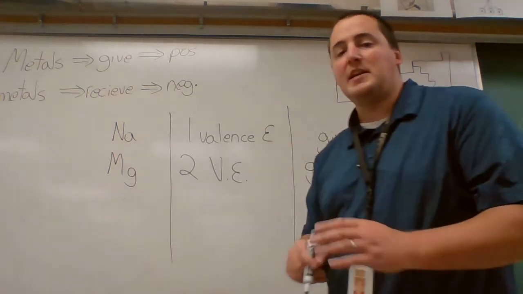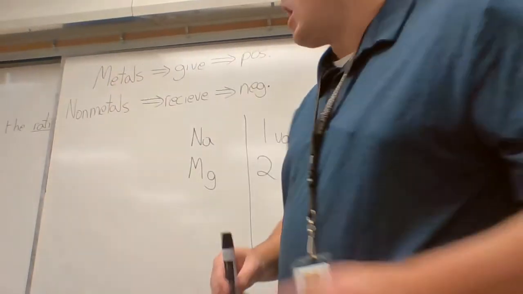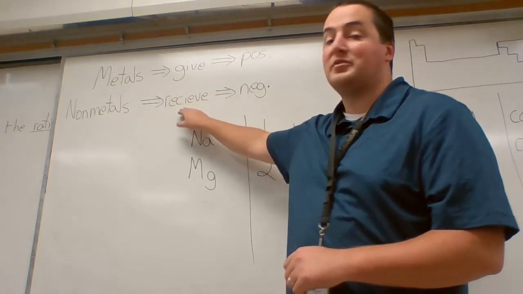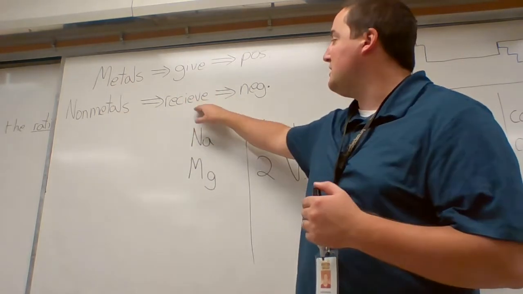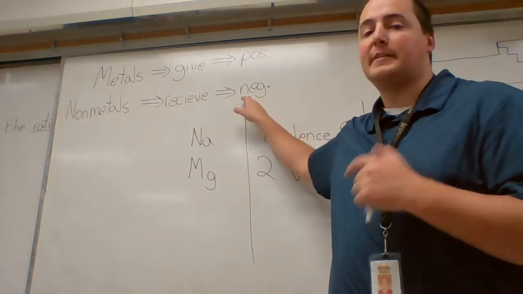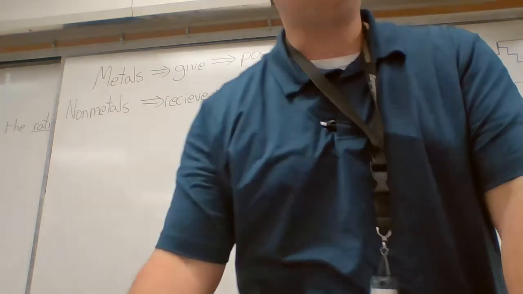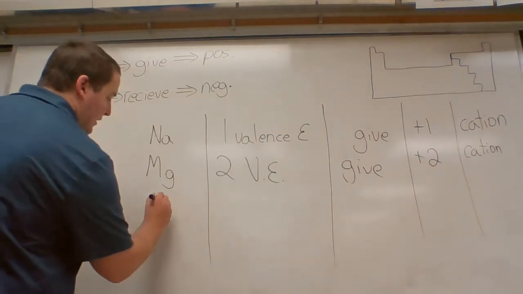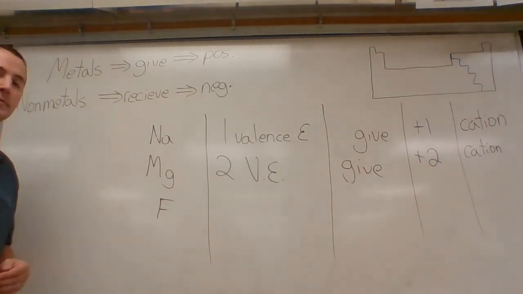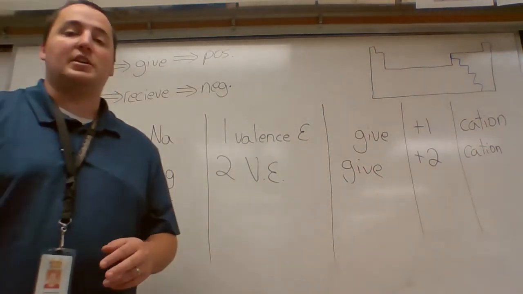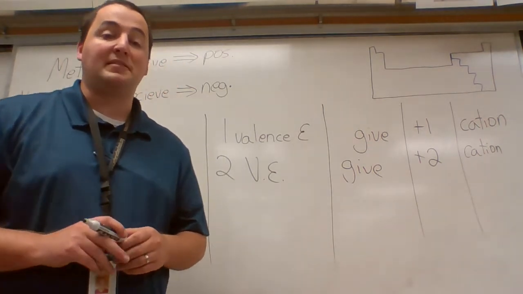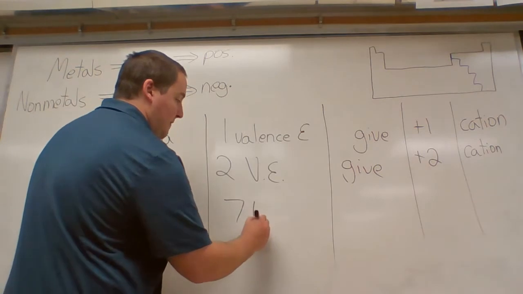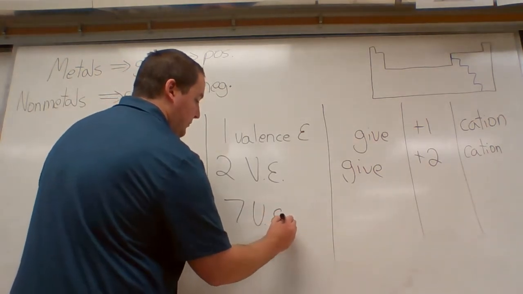So let's look at a nonmetal. If you see up here, nonmetals, instead of giving away electrons, they receive them. And when they receive those electrons, they become negatively charged. So let's look at the example of fluorine, element F. Element F is in column 17, which means it has 7 valence electrons.